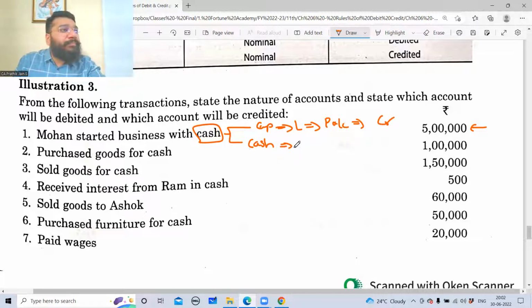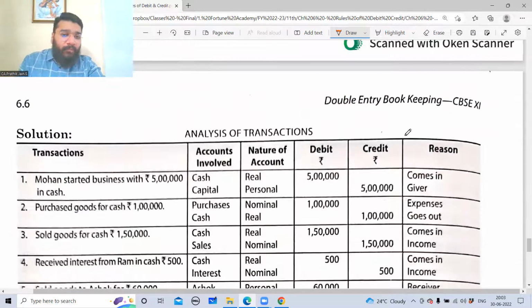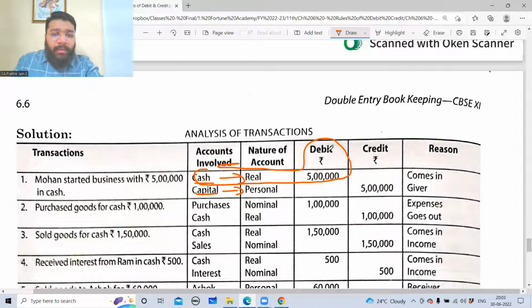Cash, what nature? Asset. What rule? Real. So when I say Mohan has contributed capital, is cash coming inside the business or going out? Coming in. So what will I do? Debit what comes in. So look at the presentation. Mohan started business with 5 lakh rupees in cash. Accounts involved: cash and capital. Cash is real, capital is personal. So cash account will be debited and capital account is credited.